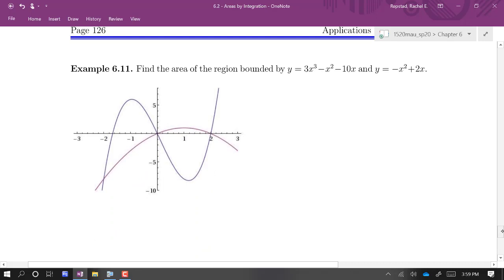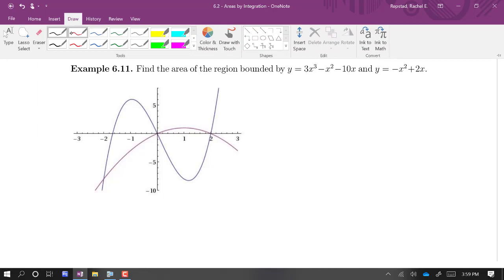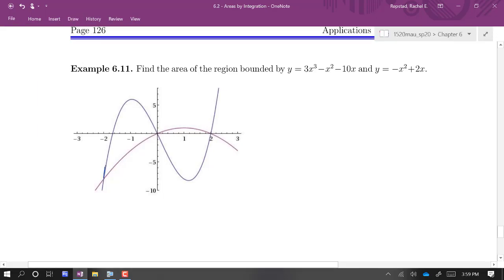We're going to finish this section with one more example, which is going to illustrate how sometimes we'll just have to approach an area problem maybe with a couple of different integrals. A single integral doesn't always do the job for us. So they've asked us to find the area of the region bounded by these two polynomials. We have a cubic and a quadratic. Now, there is a region bounded, but it kind of is split in two parts. So we've got this part here, and we've got this part here, and we want to find that whole area.